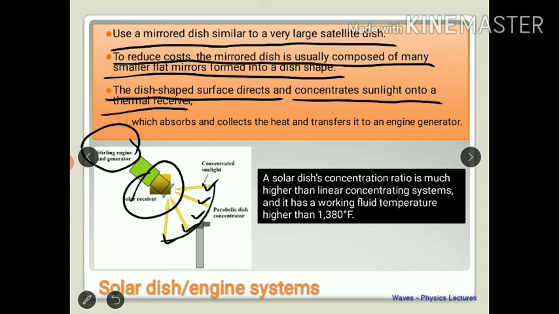The receiver absorbs and collects the heat and transfers it to an engine generator. That is how this Stirling engine works. It is connected directly to the solar receiver. Now, a solar dish's concentration ratio is much higher than a linear concentrating system, and its working fluid temperature is higher than 1380 degrees Fahrenheit. Please remember, if this temperature is high, definitely the efficiency will be more. What we need is for the sunlight that falls on a system to heat up the system more and more, so that we can get a more efficient thermal power plant.